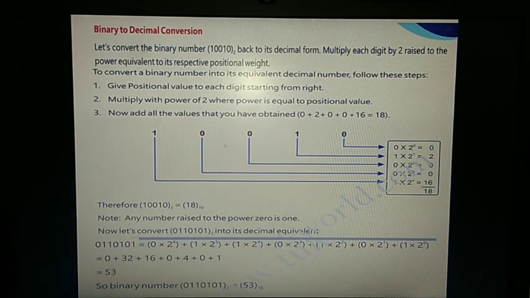Understood this slide? Yes. So, two conversions I have explained to you, that is decimal to binary and binary to decimal. I'll stop my video over here. Thank you.